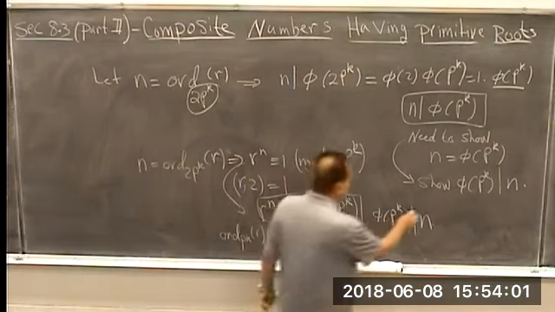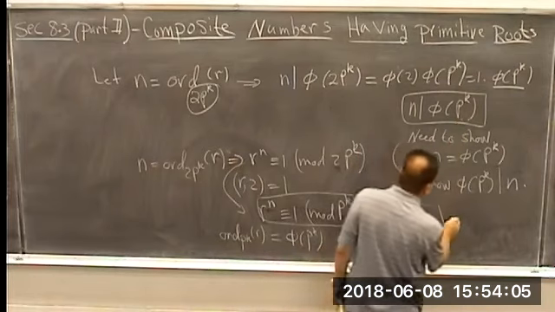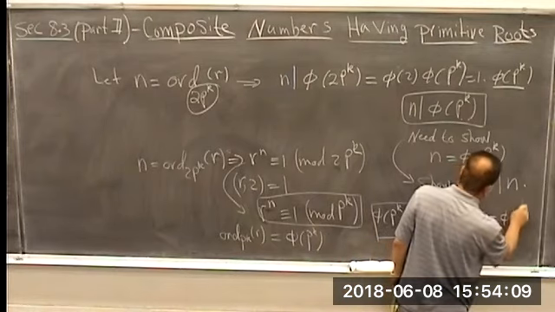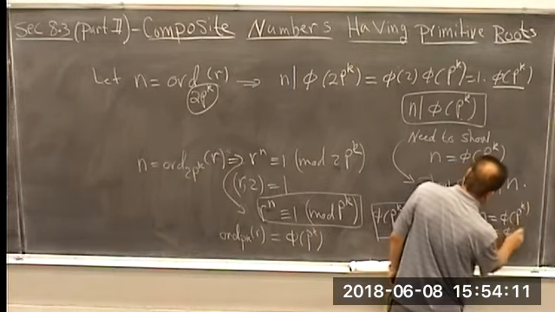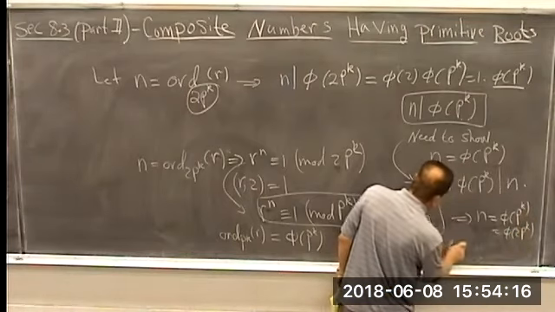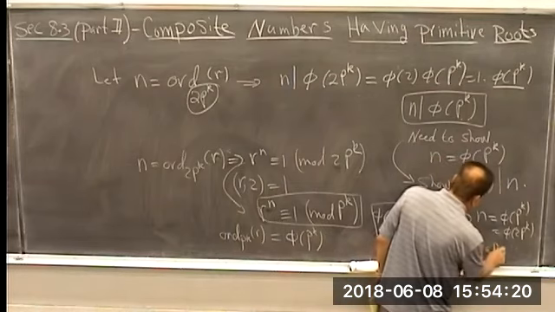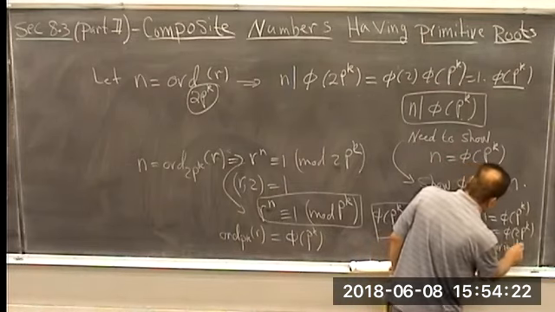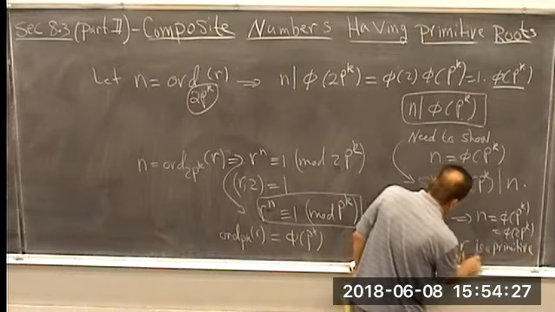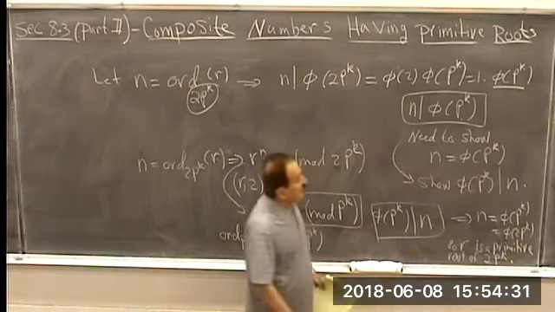Now these two, this one and this one, imply that n is equal to p to the k. Therefore, r is a primitive root of 2p to the k. All right.